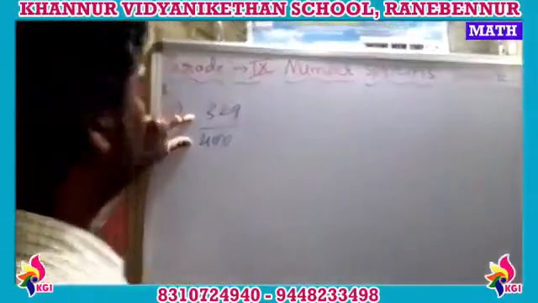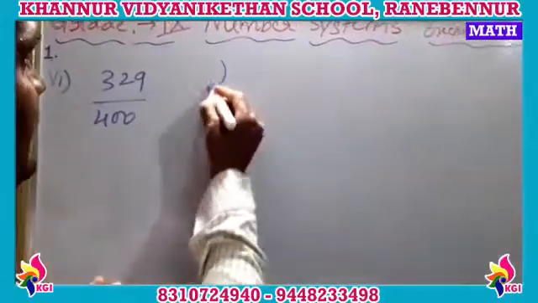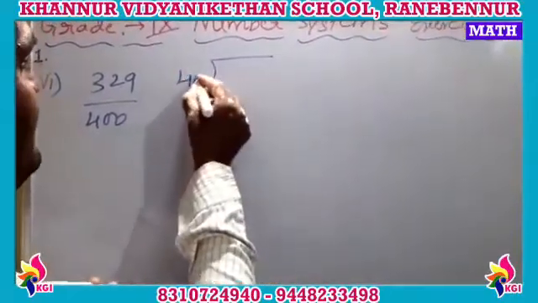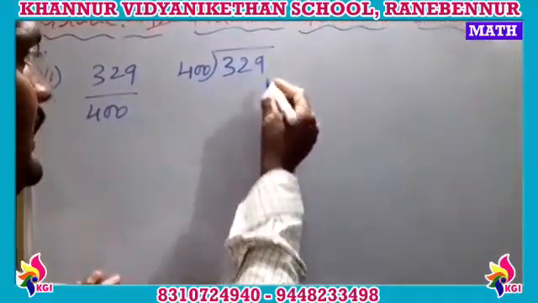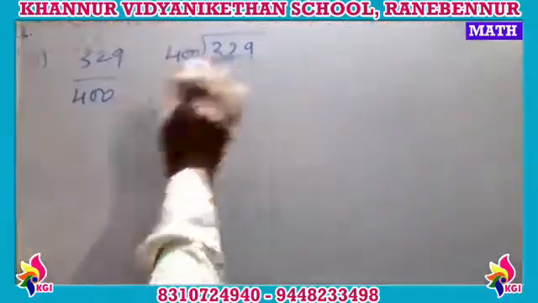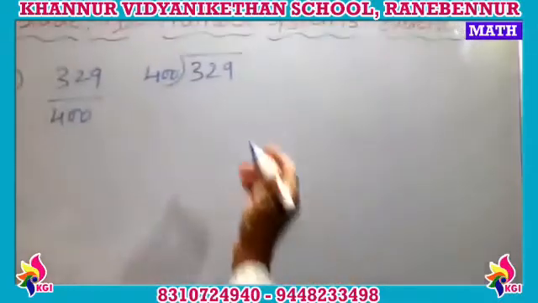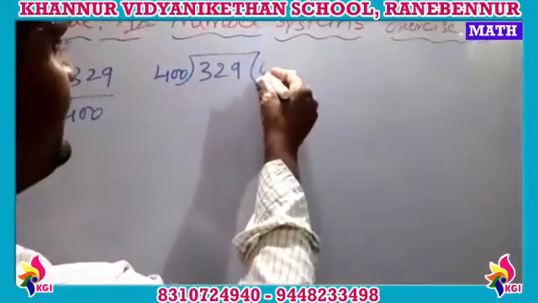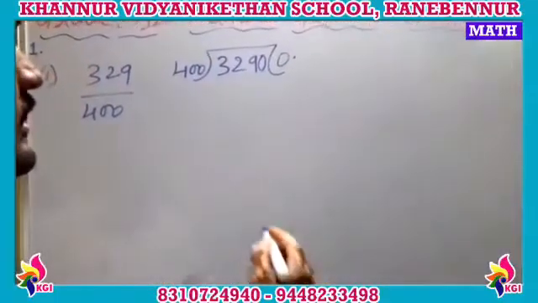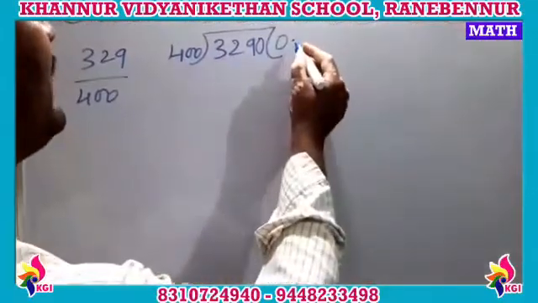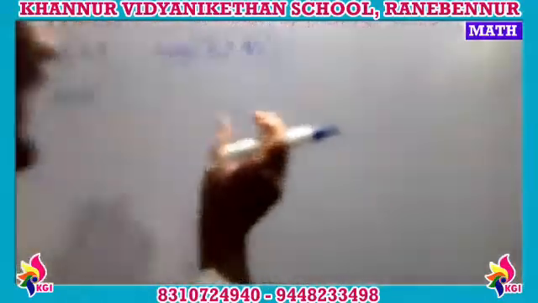Check it over here. Here they have given 329 divided by 400. Take the denominator as a divisor, that is 400, and the numerator as a dividend. Okay, so when both are compared, 400 is greater than 329. What to do? As you know already, we need to make 0 point. So then here I am going to get it as 0. Okay, so then it is 400. How much? Don't know.